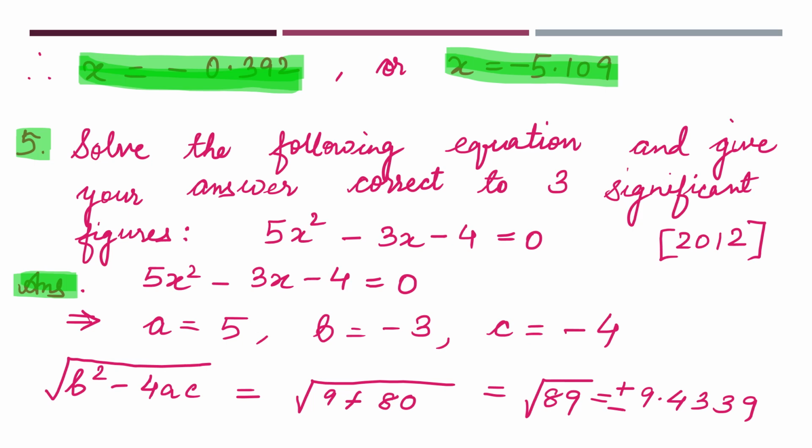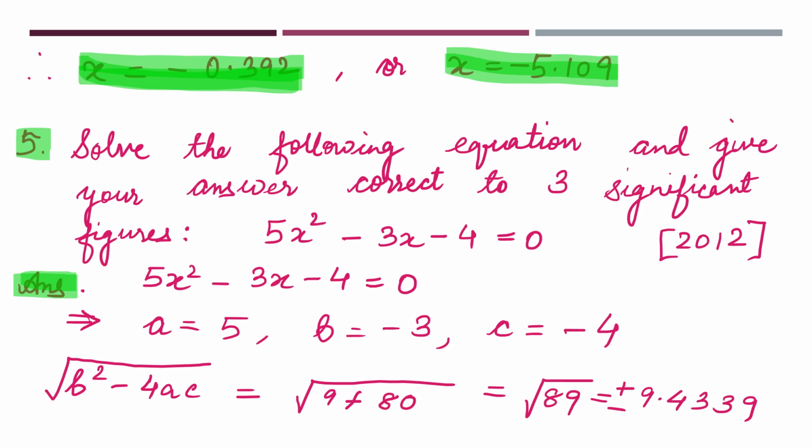Okay. Now coming to the fifth question, children. Solve the following equation and give your answer correct to 3 significant figures. Here the question is asking for 3 significant figures. That is, only 3 digits should be there in the answer, including the decimal as well as the natural numbers, or the whole numbers.